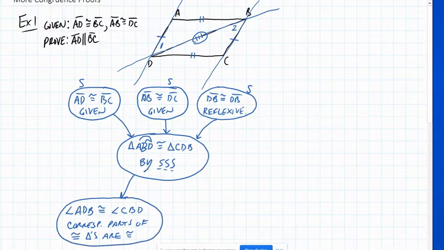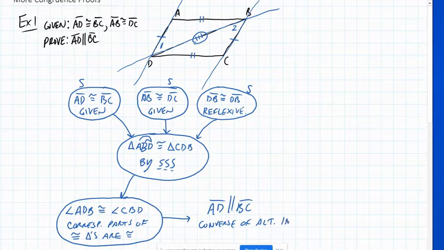Okay, so that's how we know that angle 1 and angle 2 are congruent. And then from that we can say our conclusion, which is AD is parallel to BC, and that is the converse of the alternate interior angles theorem.